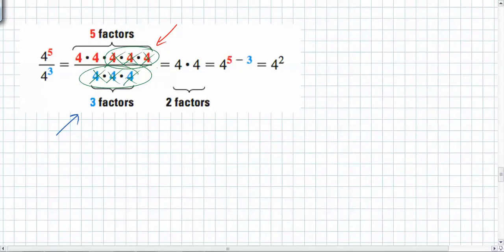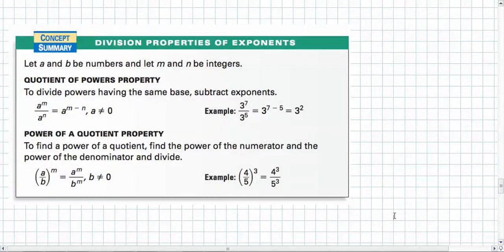So that makes the rule, let a and b be numbers and m and n be integers. That's pretty standard. a to the m over a to the n, and I don't know why they use letters that are so similar. You subtract: a to the m minus n, and remember a can't be 0. So for example, 3 to the 7th over 3 to the 5th is 3 to the 7 minus 5, which is 3 squared.